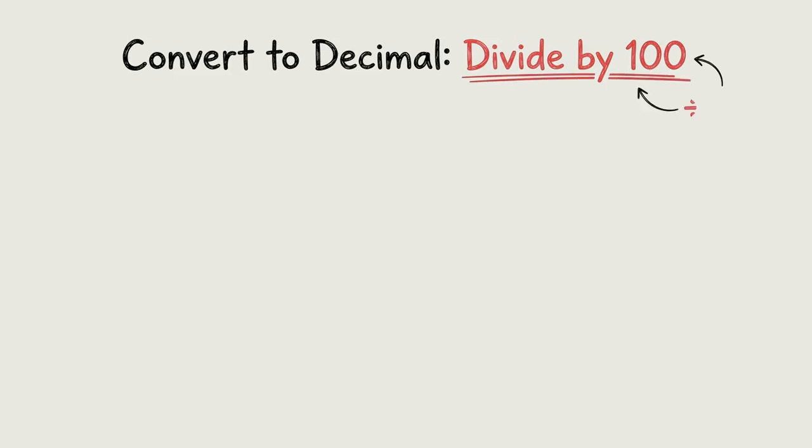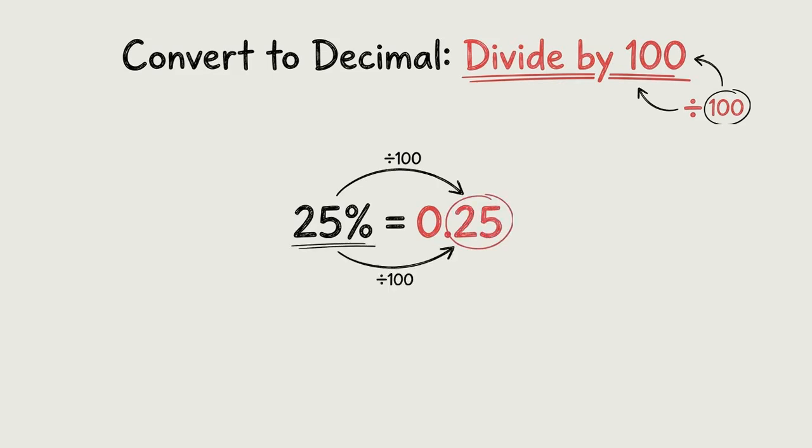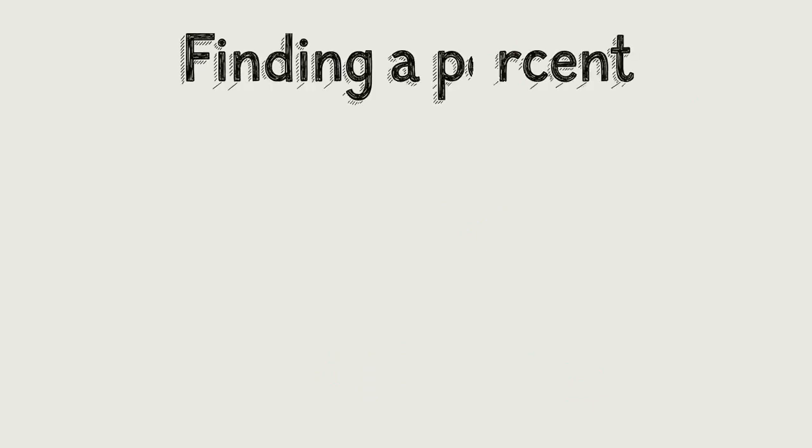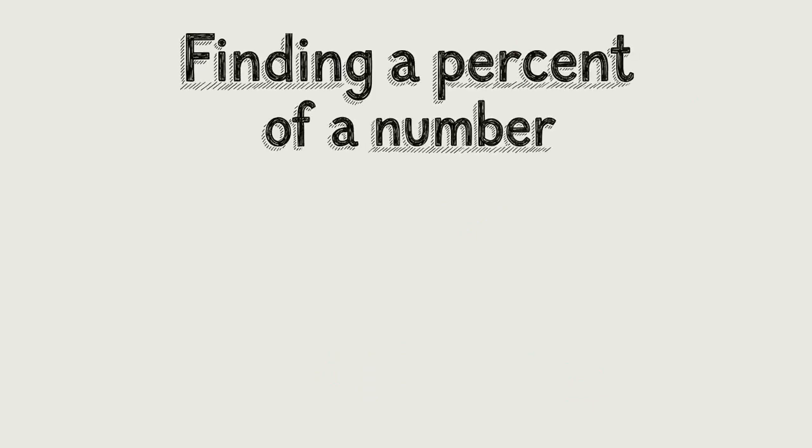Now let's connect percent to decimals. Since percent means per 100, converting a percent to a decimal simply means dividing by 100. For example, 25% becomes 25 divided by 100, which is 0.25. 7% becomes 0.07. Ask yourself, if 1% is 100th, what decimal should it be? 0.01. Now we are ready for the main skill, finding a percent of a number.